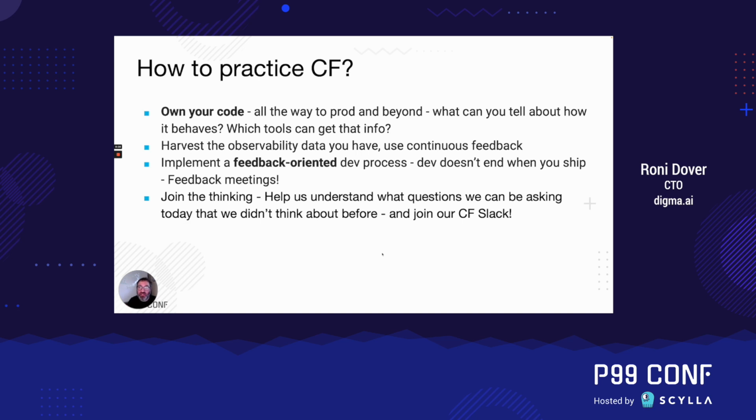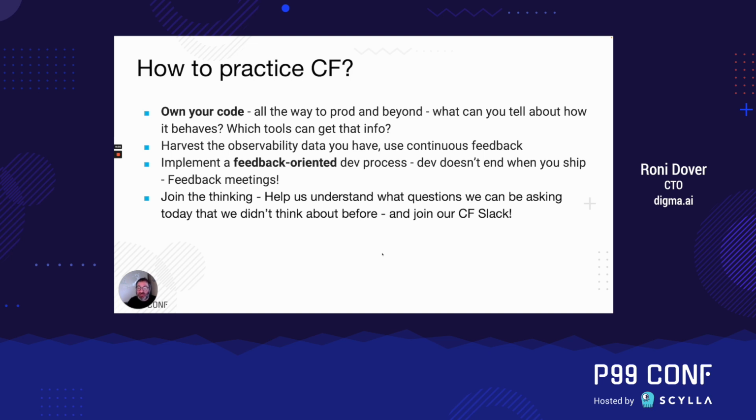But I think shifting to continuous feedback has to start with something much more fundamental. And I'm very happy to see that other developers are already doing that, which is shifting to the perspective that we own our code all the way to production and beyond. So we need to understand exactly how it behaves. We need to have the tools to get the information and the tools to analyze the information.